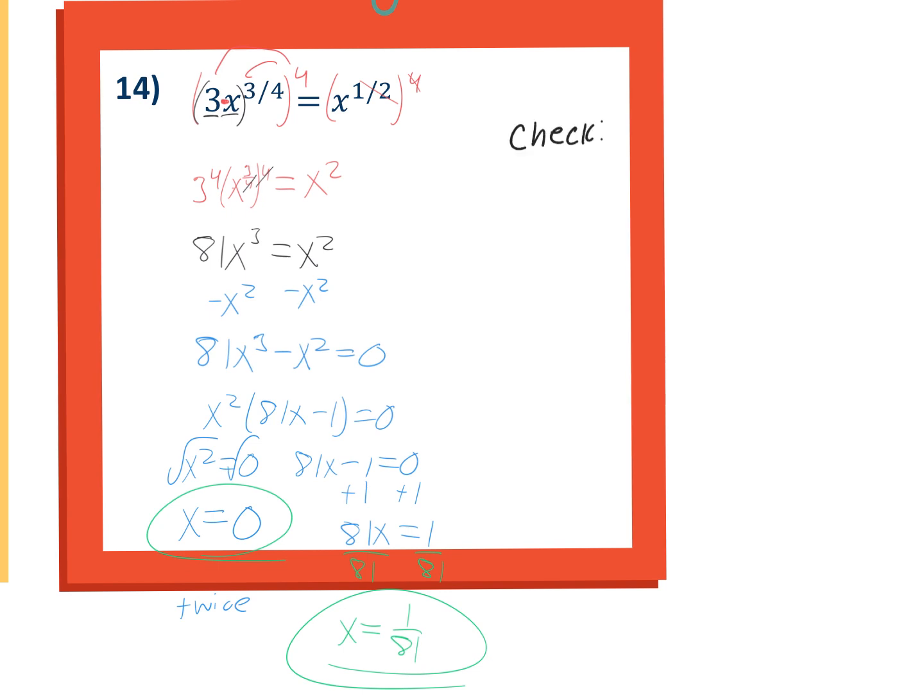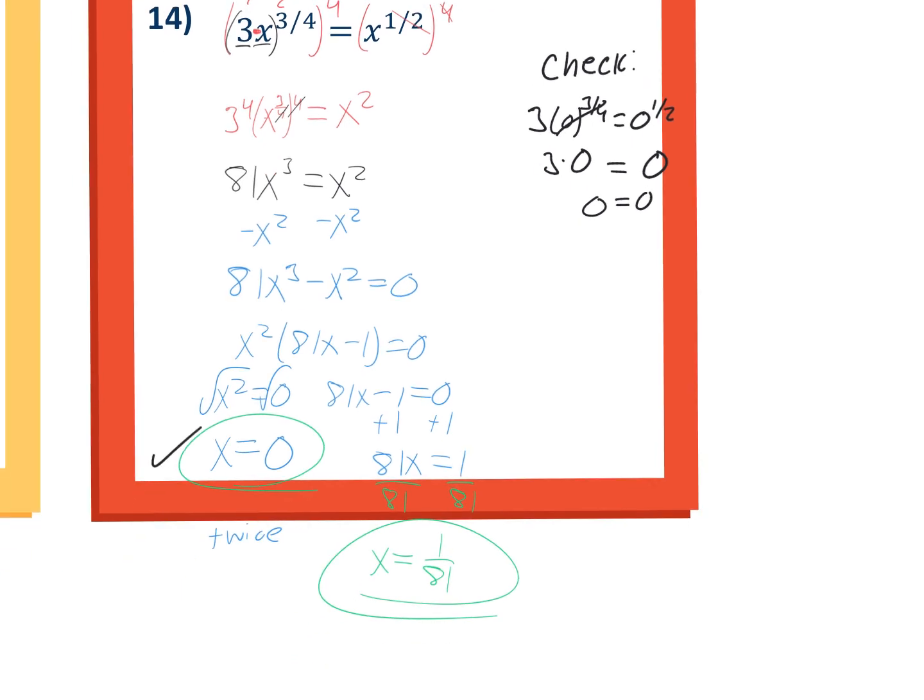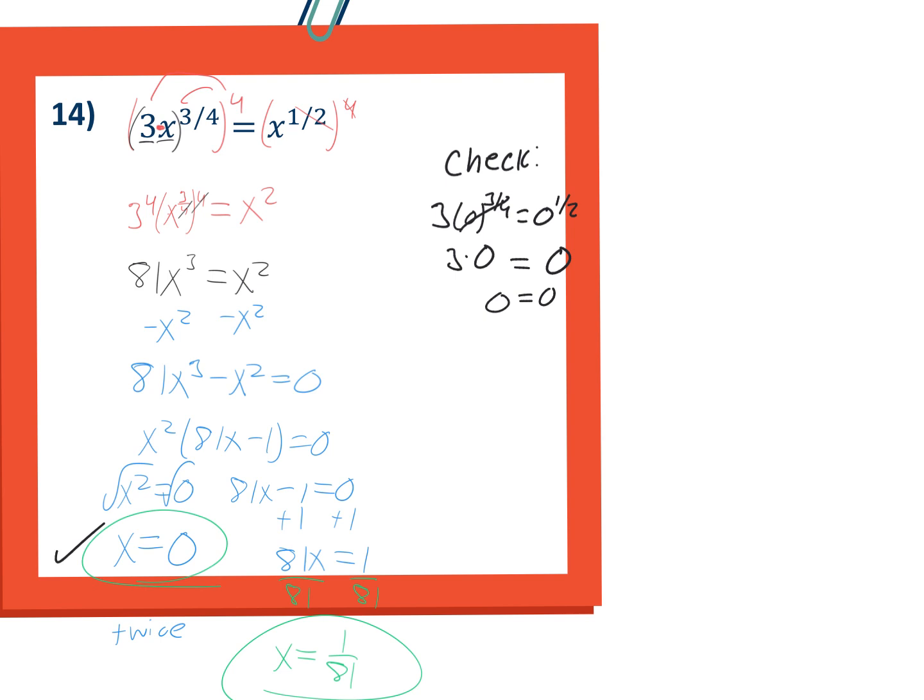Right, the easiest one to check is 0. Right, let's see if 3 times 0 to the 3/4 is the same as 0 to the 1/2. Right, and it is, right? Raising 0 to any power is going to become 0. Right, and then 0 to the 3/4, that's still 0, and we get 3 times 0 is 0, right? That is true, right? 0 equals 0. So this is fine.